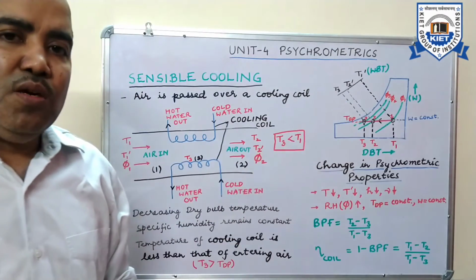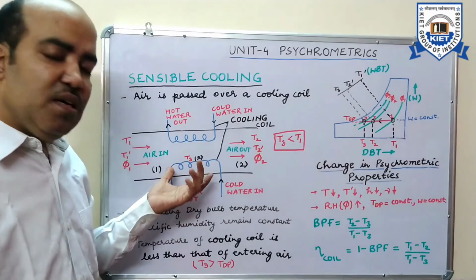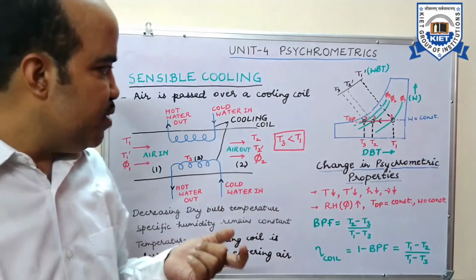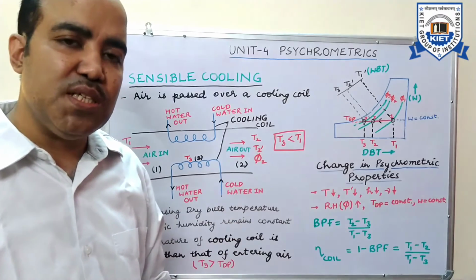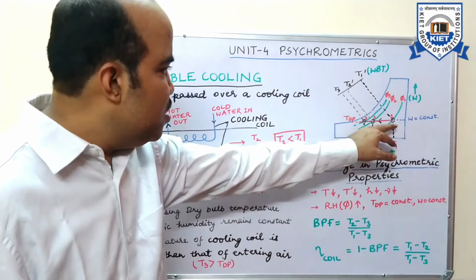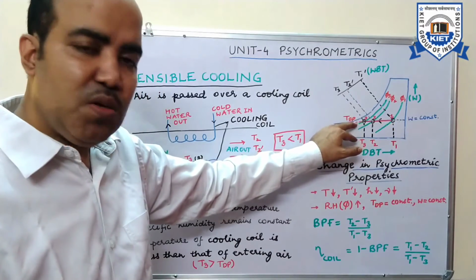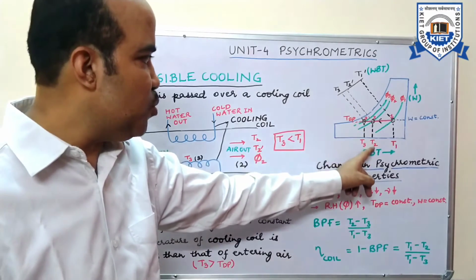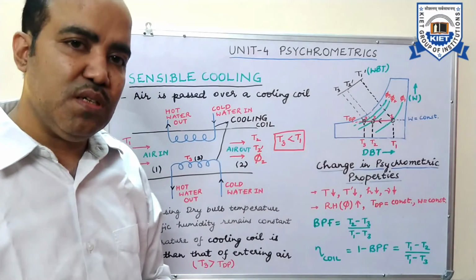Now the cooling coil temperature is generally specified to us. And we know that this process takes place at constant specific humidity. So here, as you can see, we will draw a horizontal line, and then we can easily locate point number 3 and point number 2 with the help of other properties.